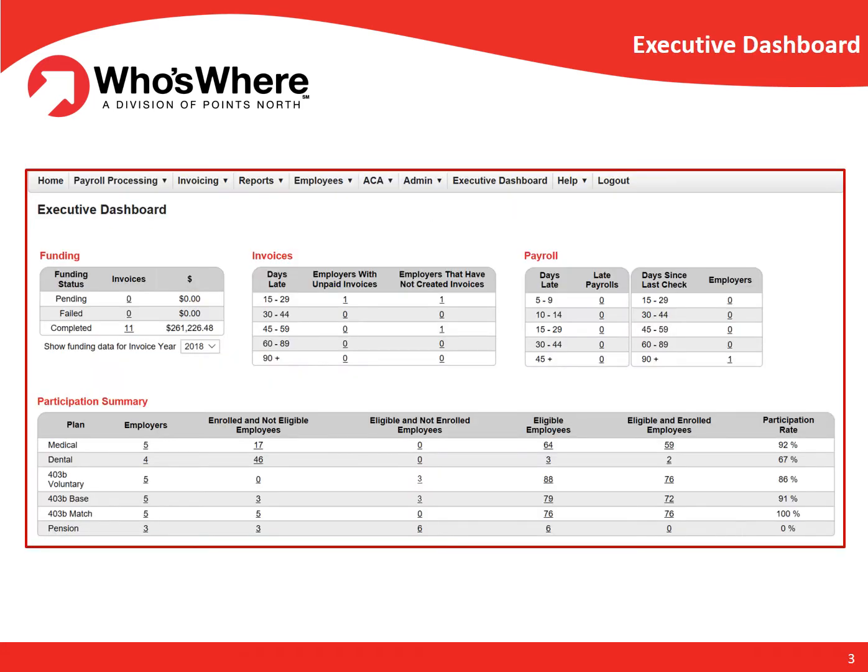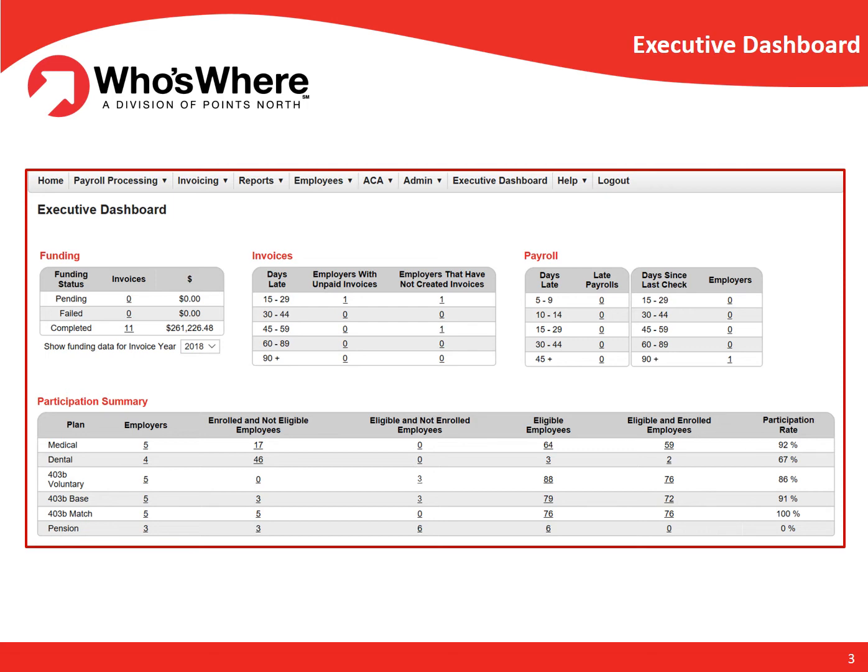The executive dashboard pictured here is used to provide an overview of plan participation, including a quick view of employees who are eligible and not enrolled, or even enrolled and not eligible. Employers can easily see if any action needs to be taken to avoid the risk of penalties and to ensure employees are receiving the benefits for which they are eligible. In Who's Where, employers can drill down to employee-level detail by simply clicking on any underlined number.